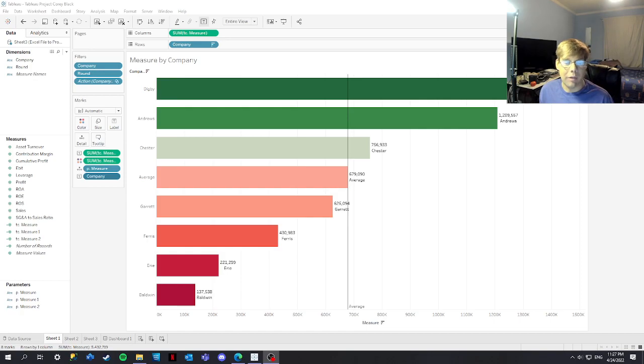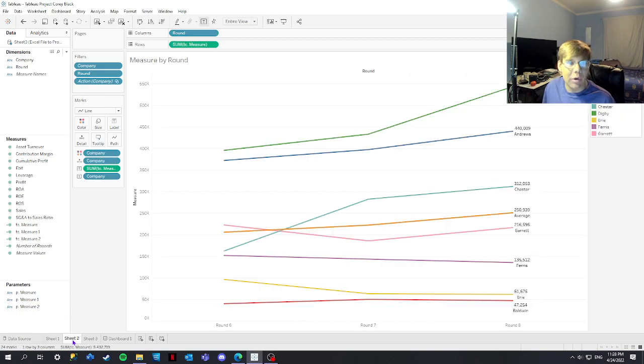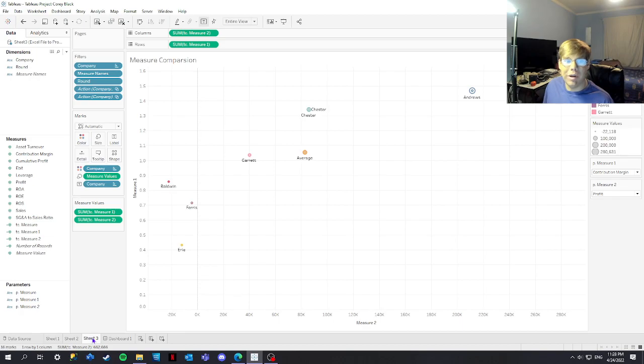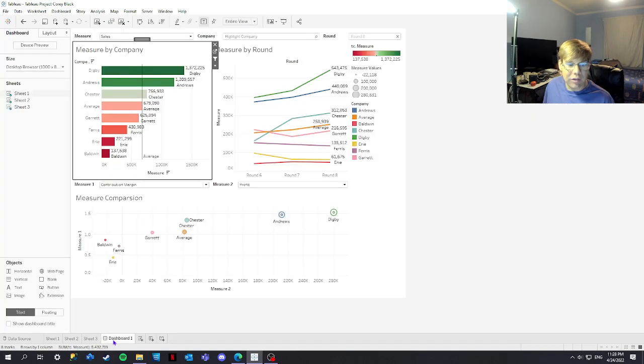The first sheet that we have here today is measure by company. The second sheet that we're going to look at is measure by round. The third sheet is measure comparison. And the dashboard is where we get into the real juicy insights.